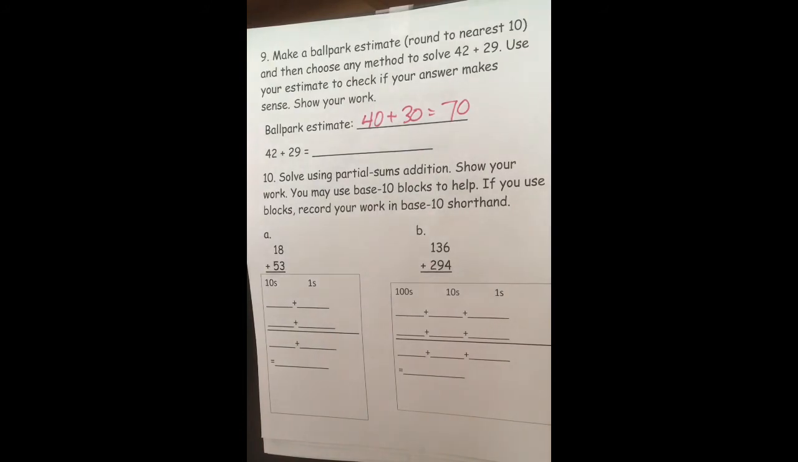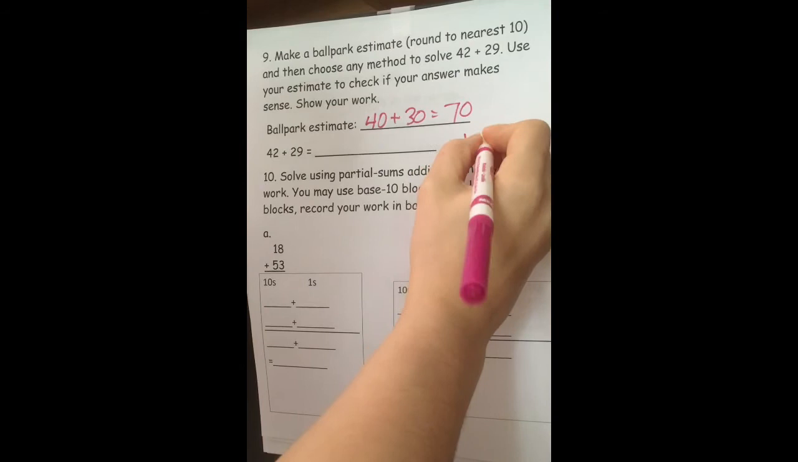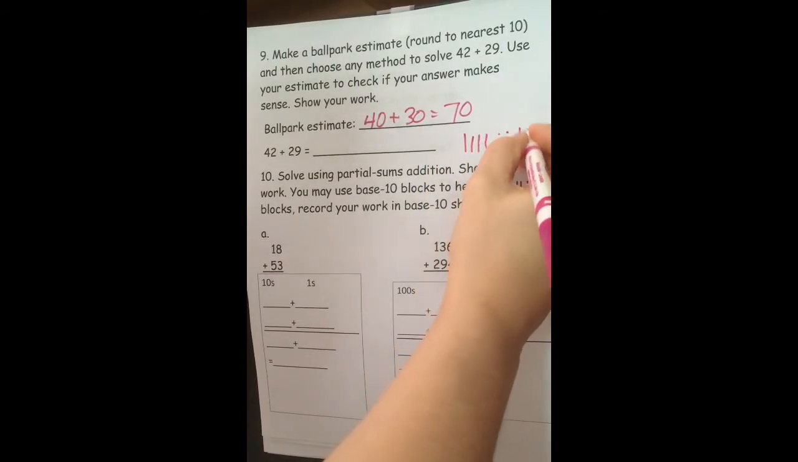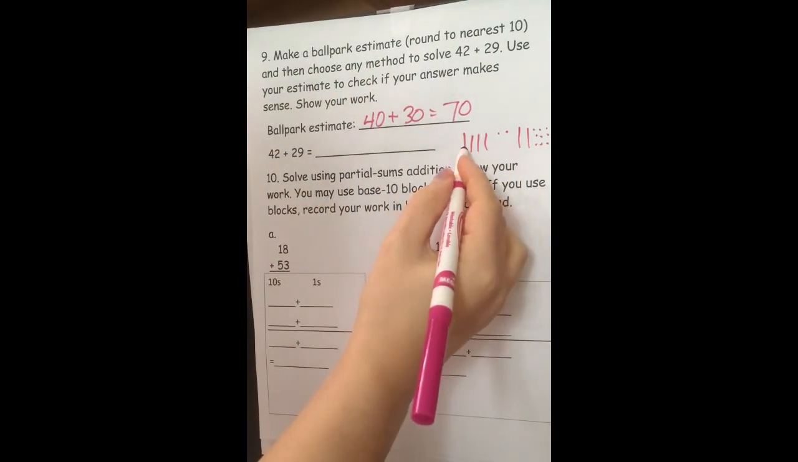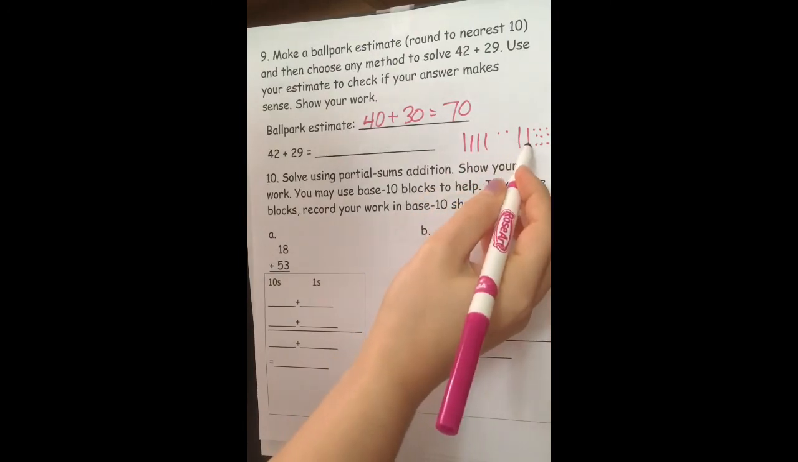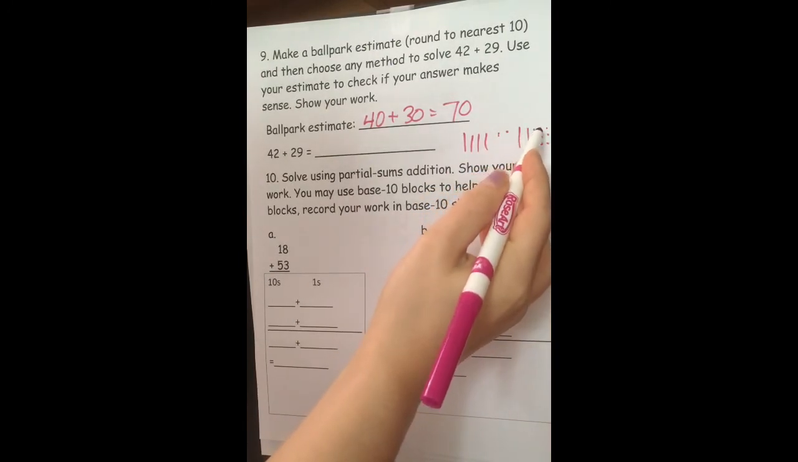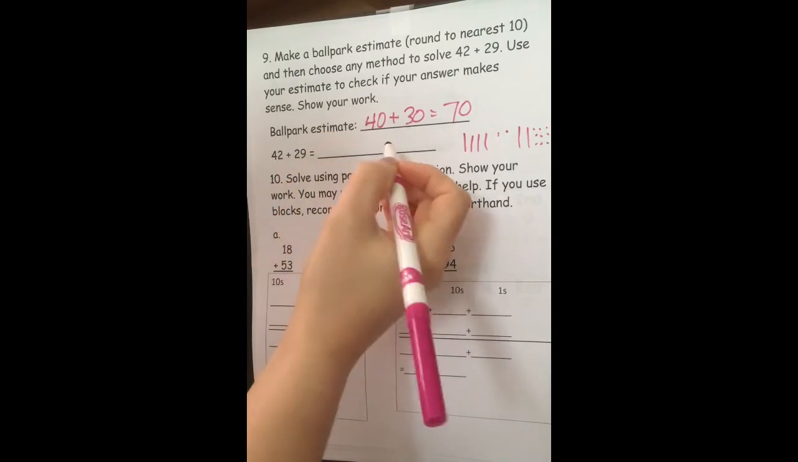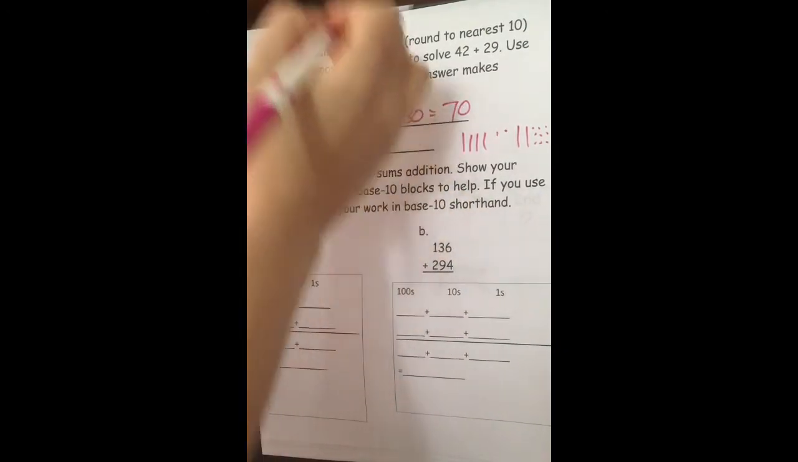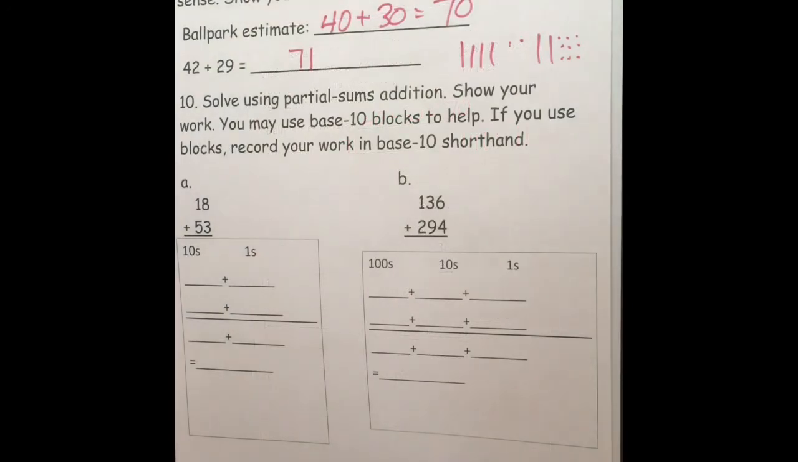So using any method to solve 42 plus 29, I'm going to use base 10 blocks. So 42 plus 29. So we're going to count that all together. So 10, 20, 30, 40, 50, 60, 61, 62, 63, 64, 65, 66, 67, 68, 69, 70, 71. So the answer is 71. And that is close: 42 plus 29 equals 71. And that's close to my ballpark estimate, which is 70.